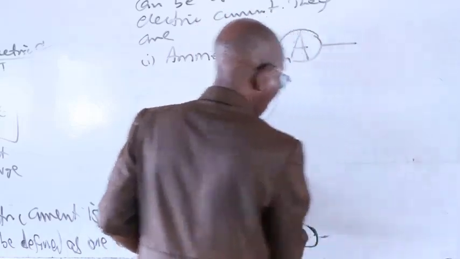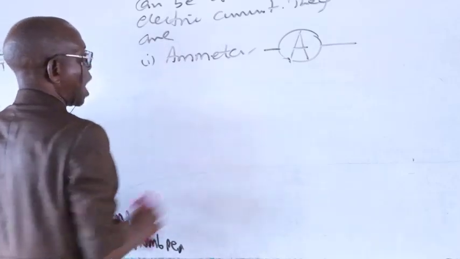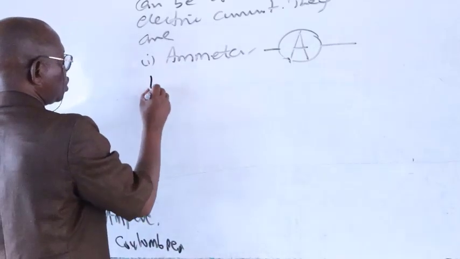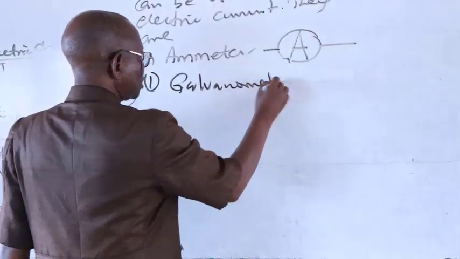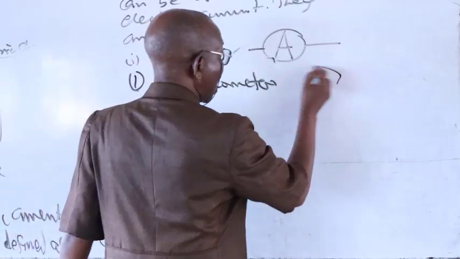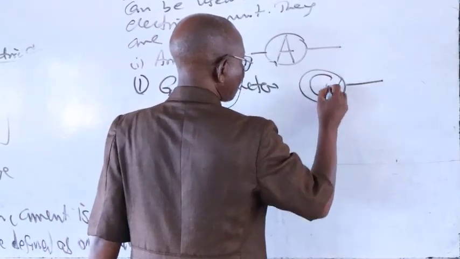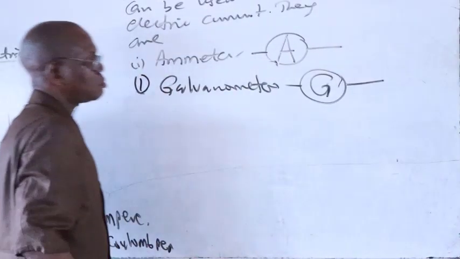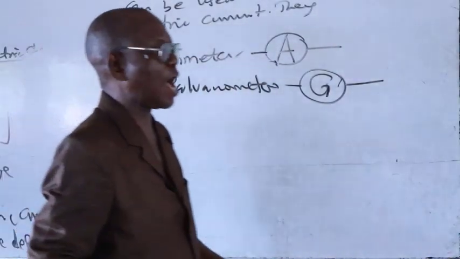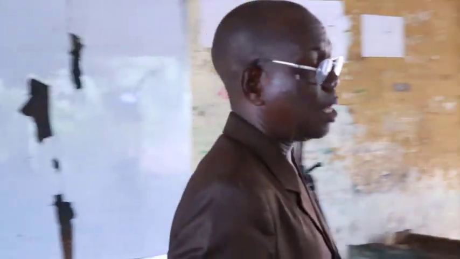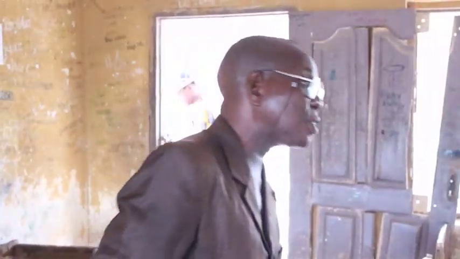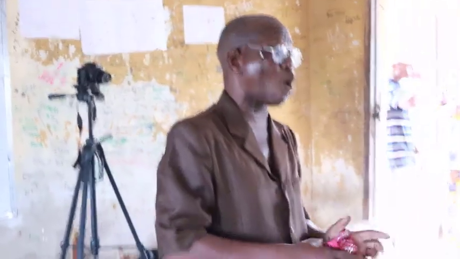Now we go to another instrument that can be used, but that has to be converted to an ammeter, and that is the galvanometer. The symbol of the galvanometer is this. You have capital letter G. But the galvanometer measures very small quantity. Galvanometer measures small quantity of electric current.